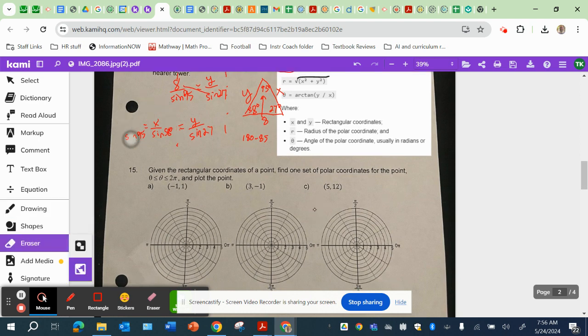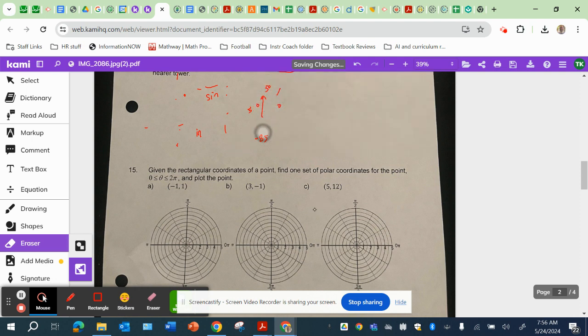For rectangular coordinates and polar coordinates, I had to do a little review myself. I haven't done these for a while. So I looked up a conversion.